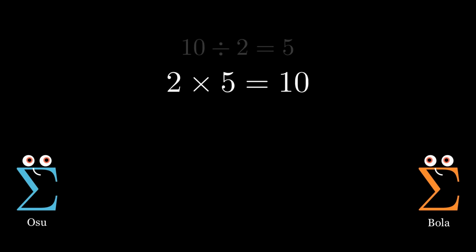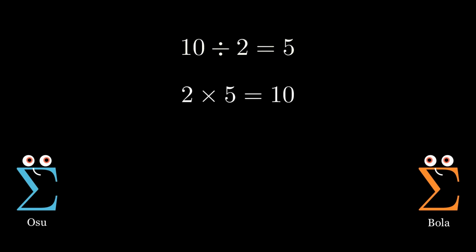There is another way to understand division. Division is the inverse of multiplication. When we write 10 divided by 2 equals 5, we're also saying something else: 2 multiplied by 5 equals 10. So this relationship is always true.